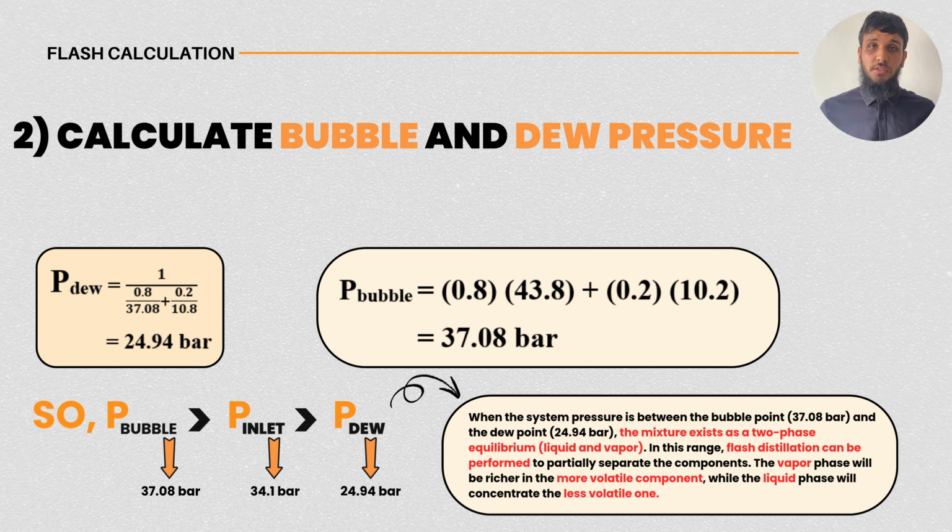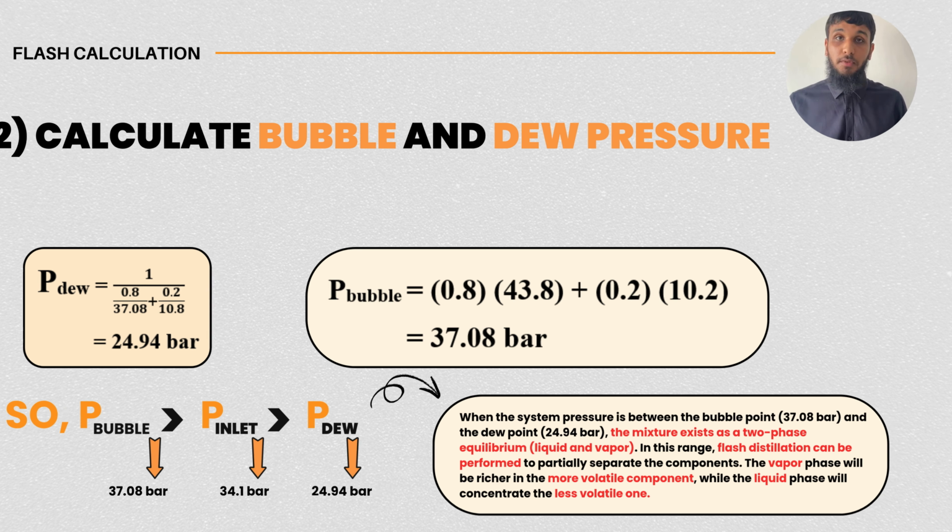So what's the purpose of this? We should ensure that the inlet pressure is between the bubble pressure and the dew pressure so that the flash separation can occur. So we ensure that it is in the two-phase equilibrium, liquid and vapor. So now the vapor stream will be rich with the more volatile component, which is ethane, and the liquid stream will be rich with the less volatile component, which is propane in our example.